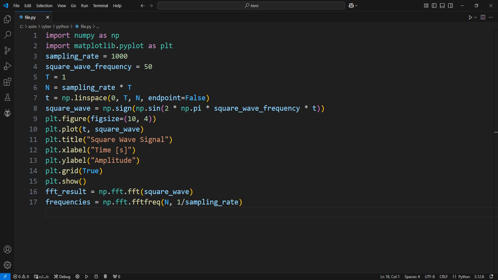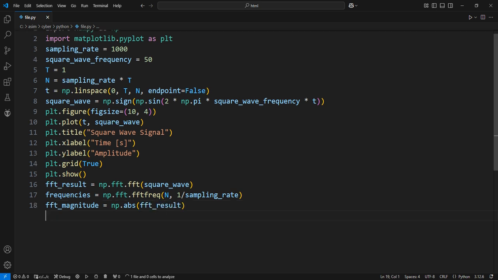Now, let's plot the magnitude of the FFT result. We need to compute the magnitude of the FFT, for example, the absolute value of the complex numbers. We take the absolute value of the FFT result to see how much power is present at each frequency. The FFT result is symmetric, so we only need to plot the first half. We will slice the result to get only the positive frequencies, since the FFT result is symmetric.